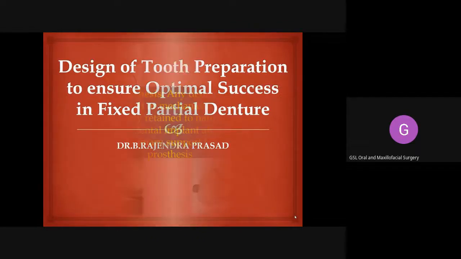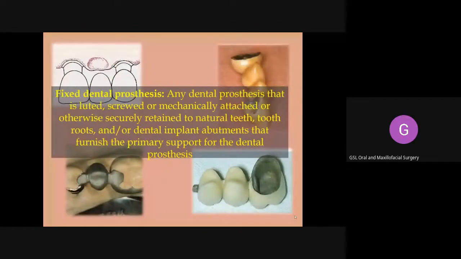You all know the parts of a fixed partial denture. First, what is a fixed prosthesis? Fixed prosthesis means any dental prosthesis that is luted, screwed, or mechanically attached or otherwise securely retained to natural teeth, tooth roots, and/or dental implant abutments that furnish the primary support for the dental prosthesis. This is the definition of fixed dental prosthesis.